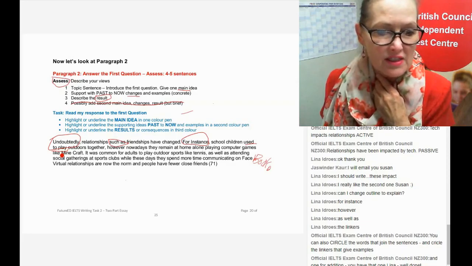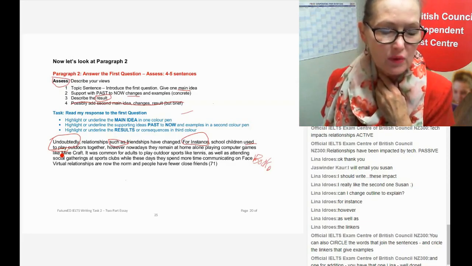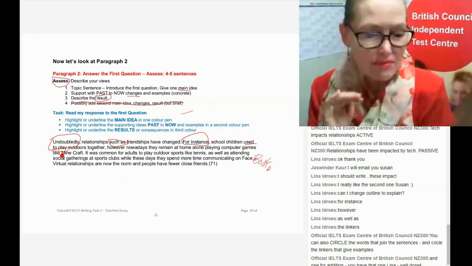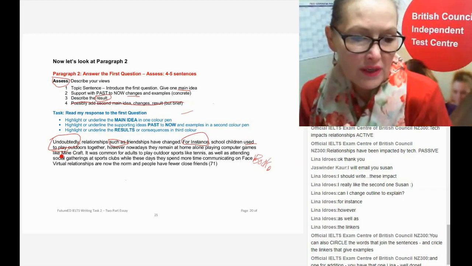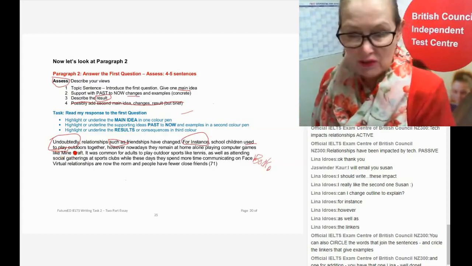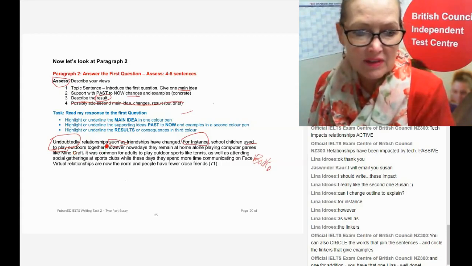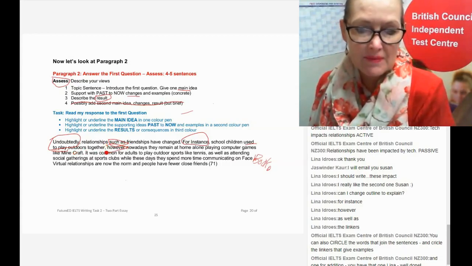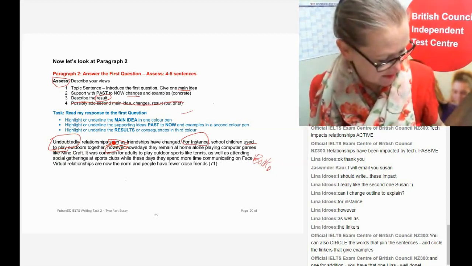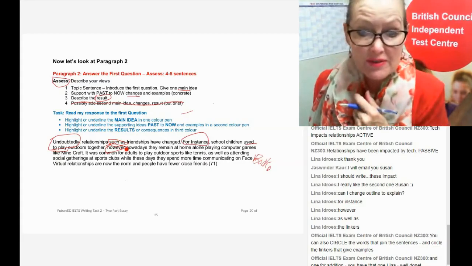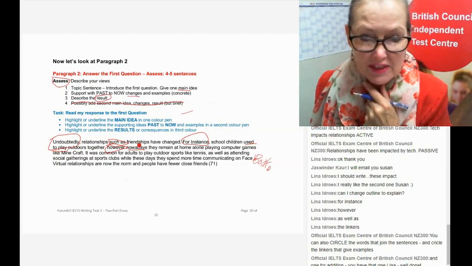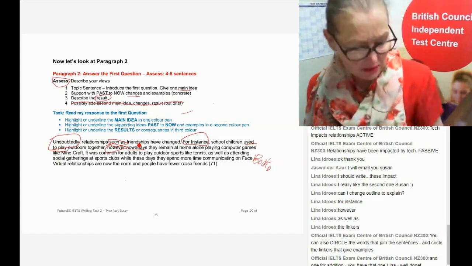Have a look at this word, undoubtedly. Another word you could use would be certainly. And this makes my argument or my point stronger. Certainly relationships. And then have a look at that, such as. So that's giving examples, isn't it? So that's a linker to give an example. We've got such as. Friendships have changed, my present perfect simple. Then I go, for instance, and I'm giving another example, aren't I?